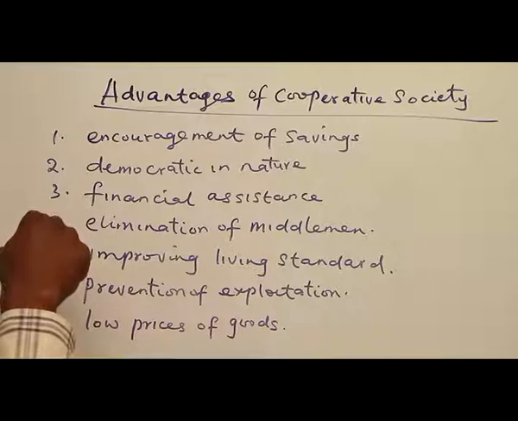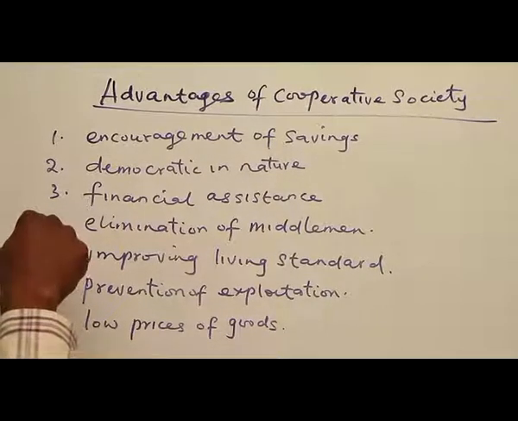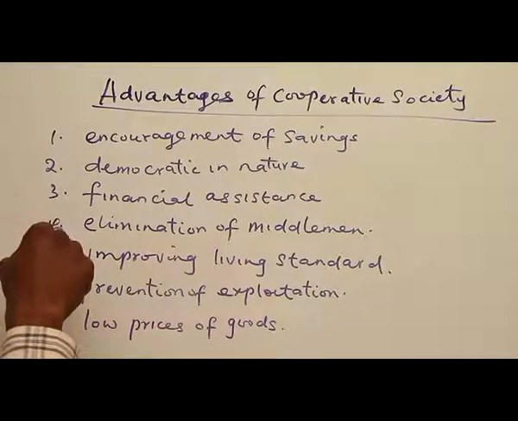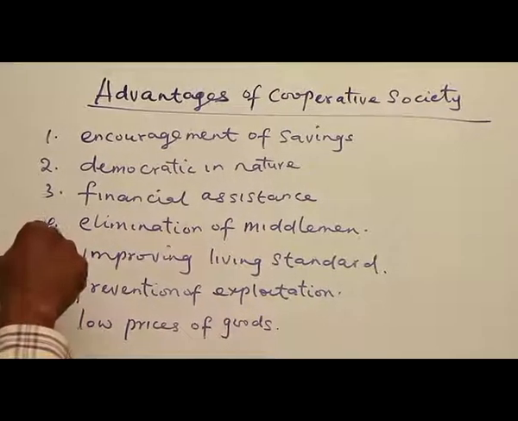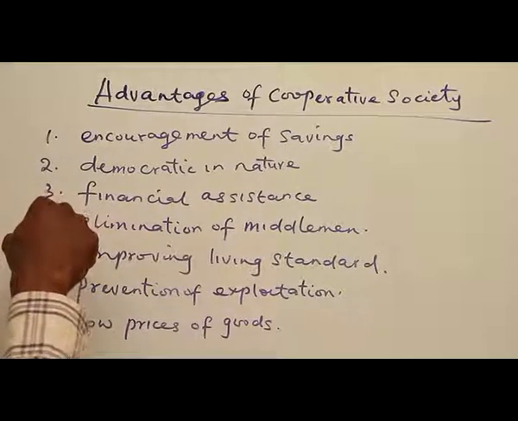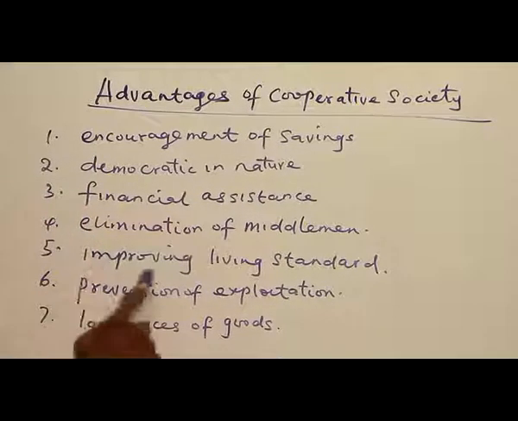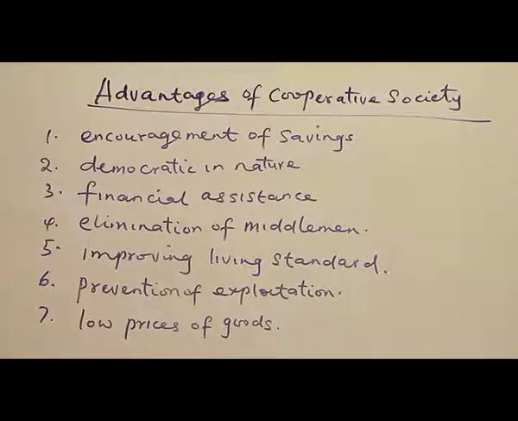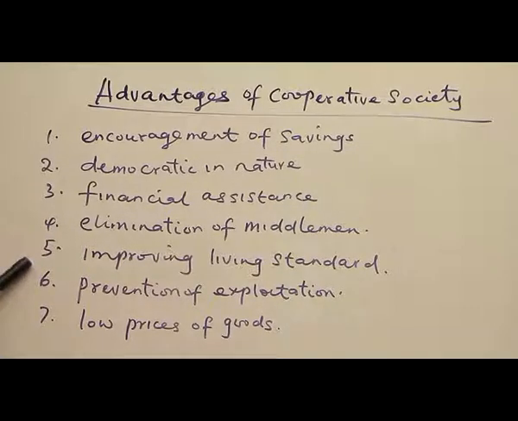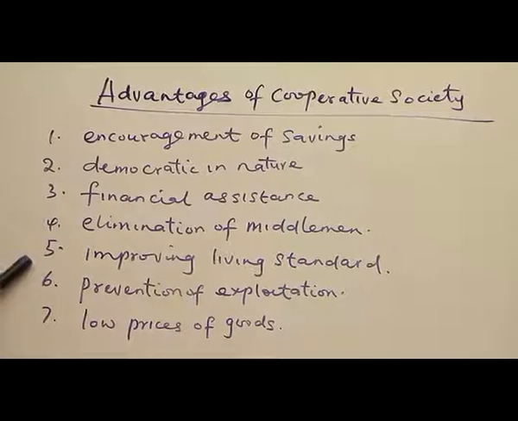The same thing is applied to producers, pooling their resources together to buy materials they need towards their production. By doing this, they will be able to buy those materials and other things at cheaper rates. Number 5, improving living standard. With the help of cooperative society, every member will improve their living standard because the society tries to ensure that each member's welfare is improved.